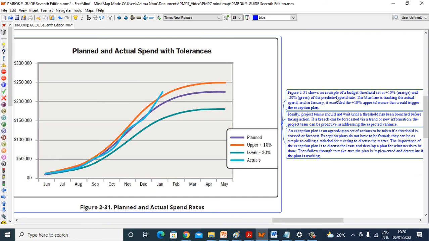Figure 2-31 shows an example of a budget threshold set at +10% orange and -20% green of the predicted spend rate. The blue line is tracking the actual spend, and in January it exceeds the +10% upper tolerance that would trigger the exception plan. Ideally, the project team should not wait until a threshold has been breached before taking action. If a breach can be forecasted via a trend or new information, the project team can be proactive in addressing expected variance.